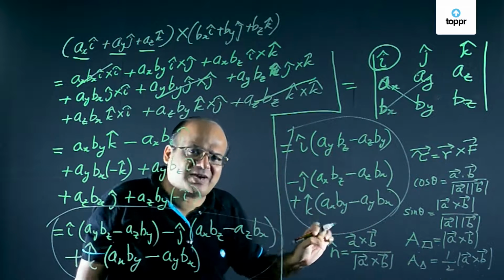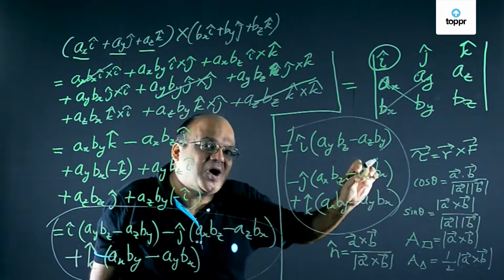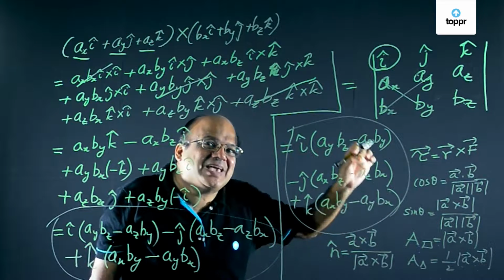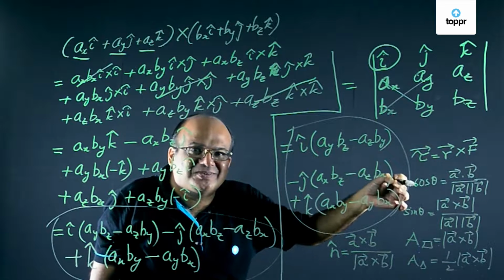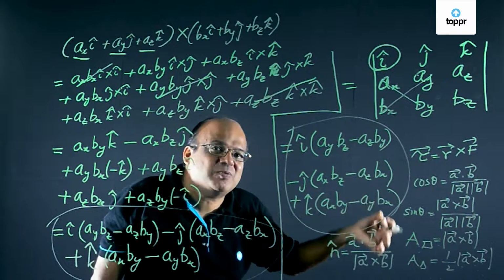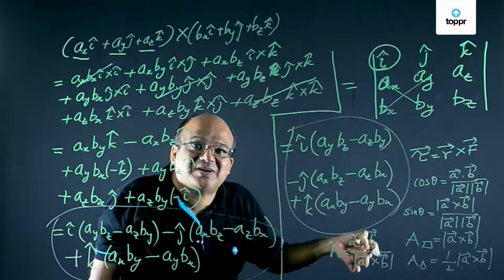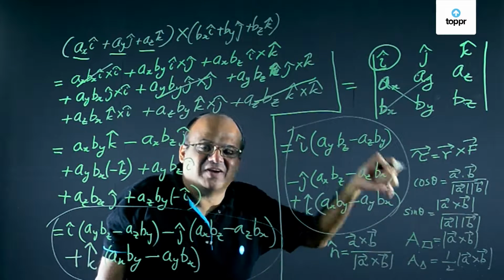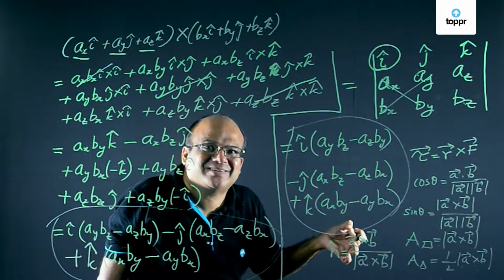So now you know about vectors, you know dot product, you know cross product, you know how to find area of a parallelogram, area of a triangle using cross product, how to find angle between two vectors. When two vectors are perpendicular, their dot product is 0. When vectors are parallel, their cross product is equal to null vector.